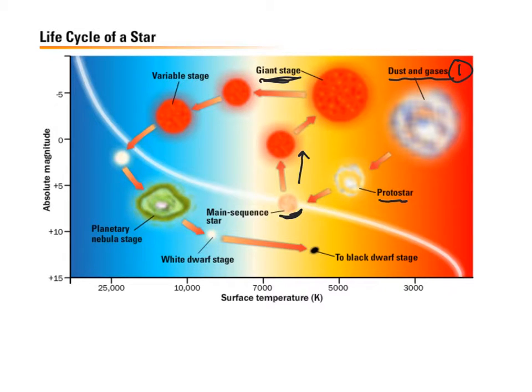Now our giant stage is going to use up this helium that it's burning, and then when that helium burns up, we get this compression again, and then depending on the mass of the star is where it's going to end up. So here we're going to go through a variable stage. Eventually we'll flare out and form a planetary nebula stage. We may go to a white dwarf, and ultimately the white dwarf will cool off to a black dwarf star there.